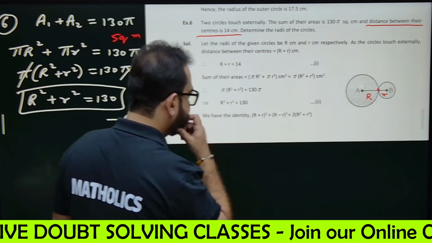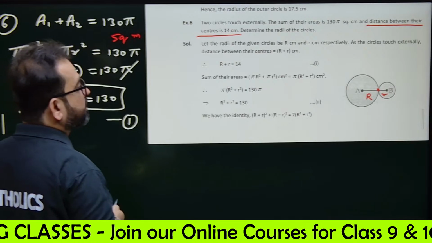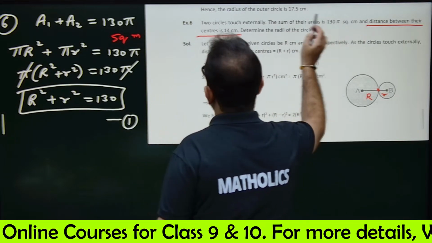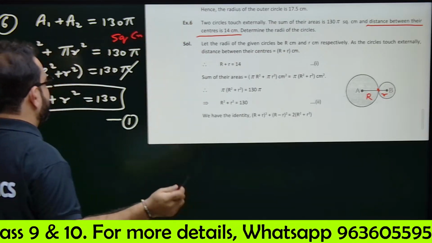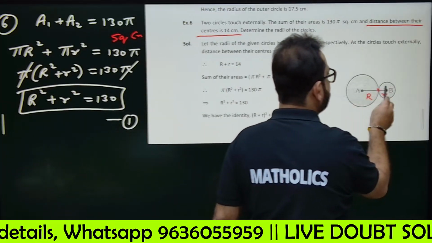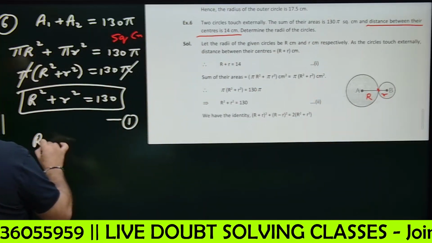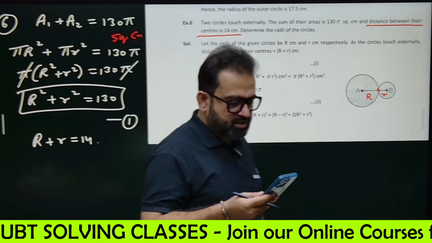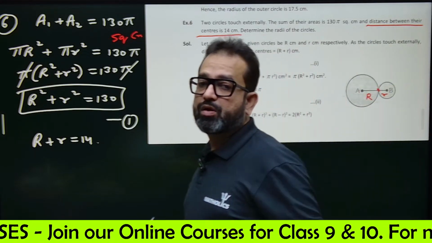What would that mean? The area is in square centimeter, so we can work in centimeter. Distance between their centers would mean from here till here, it will be capital R plus small r. So capital R plus small r is given as 14. We'll use these two equations to solve and get the answer. Amazing question. It will involve a quadratic equation also.